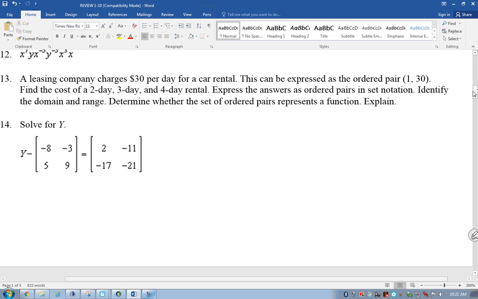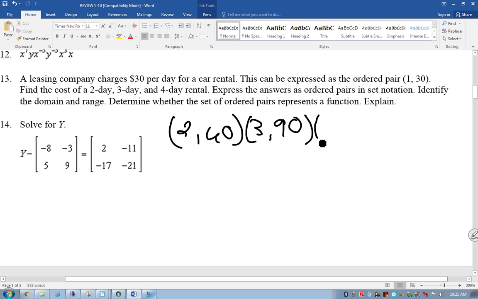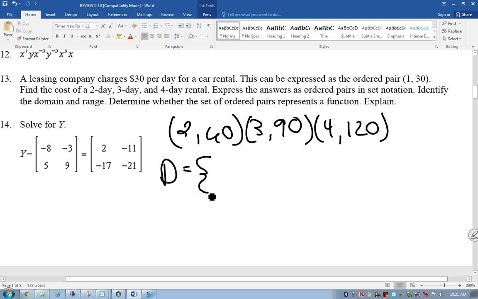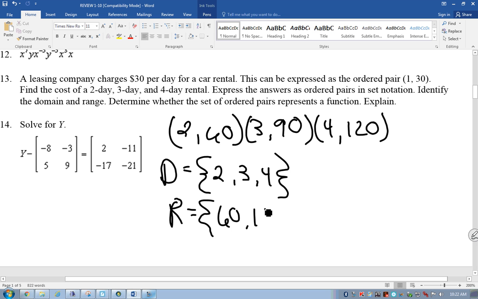pairs represent a function. So for day 2, it's going to be 60, correct? 3 is 90. 4 is 120, right? Because it's $30 a day. That's expressing my answers as ordered pairs in set notation. The domain is my x values, so 2, 3, 4. Range: 60, 90, 120.